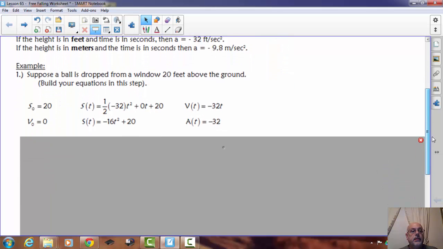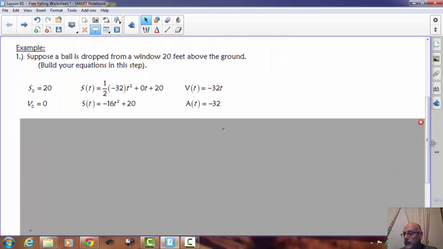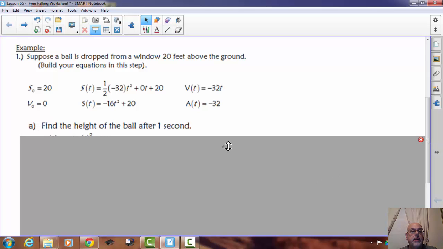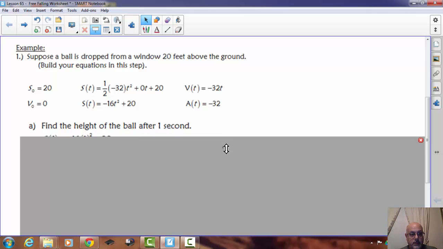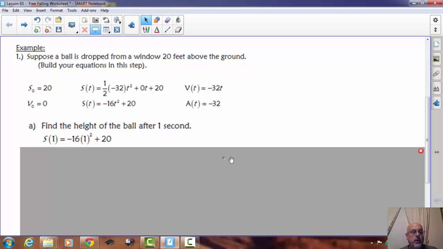So now that we've built the function, let's now answer some questions. Find the height of the ball after 1 second. Well, height is location, so we're going back to our original function, the S of t, and we'll evaluate for S of 1.